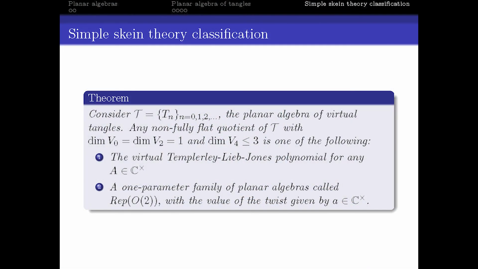The theorem is that if I have a quotient of the planar algebra of virtual tangles with the following dimension restrictions, that is, the zero box space and the two box space have dimension 1, and the dimension of the four box space is at most 3, then the non-fully flat planar algebras up to isomorphism are the virtual Temperley-Lieb-Jones polynomial, that is, the Temperley-Lieb-Jones polynomial where we also add in a virtual crossing, and a new one-parameter family of planar algebras called Rep O2, where the value of the twist is given by some value A in the complex numbers.